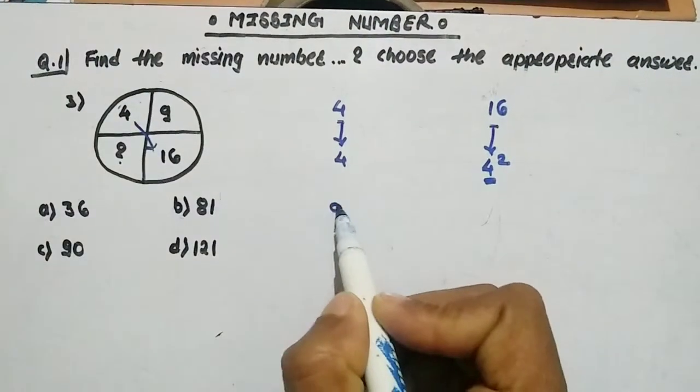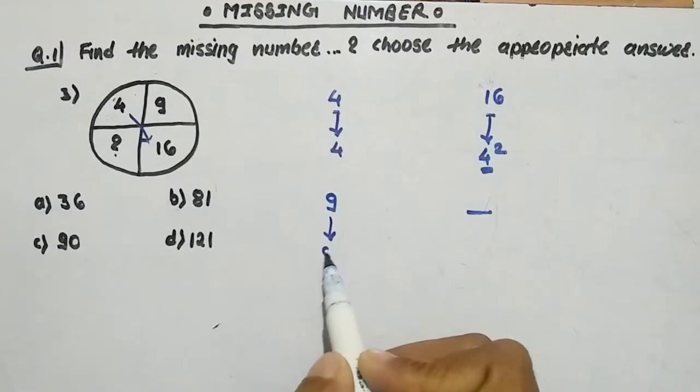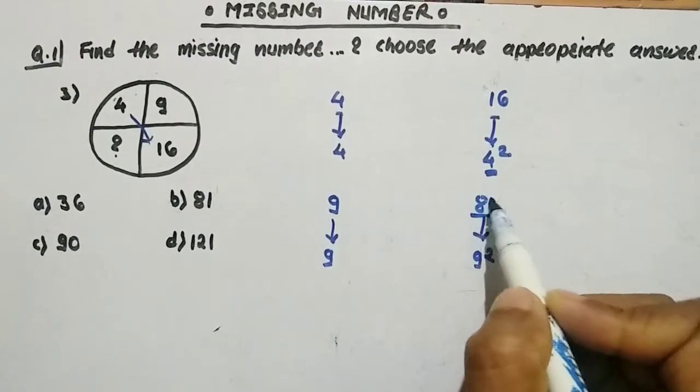So similarly, that is 9. Here what is the question mark? So 9 as it is here, 9 squared, then we will get 81.